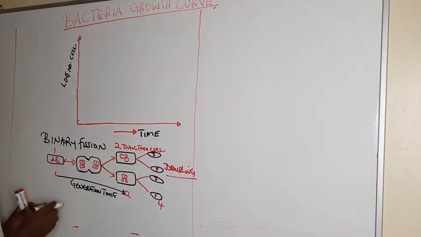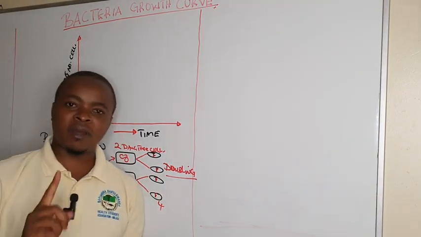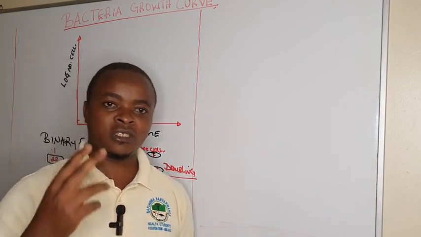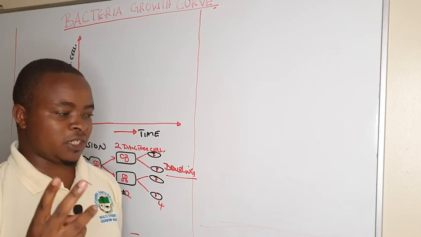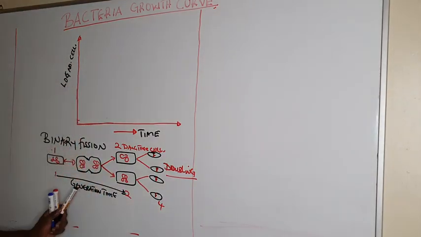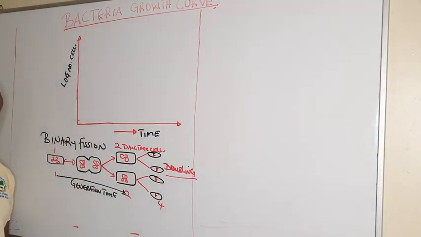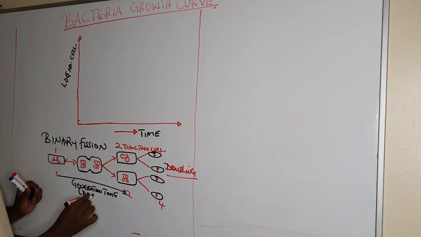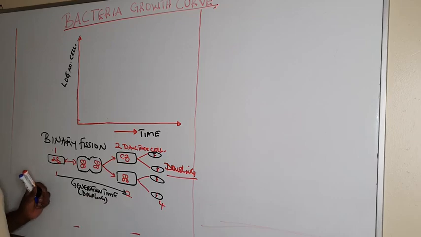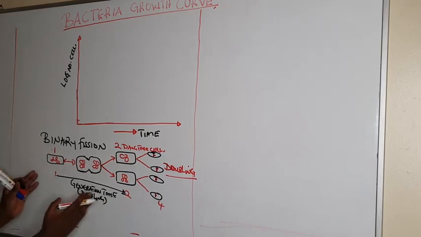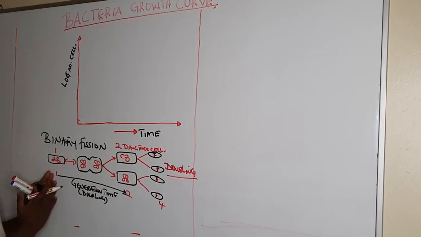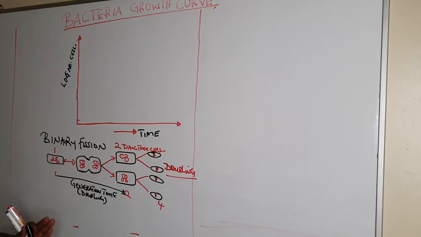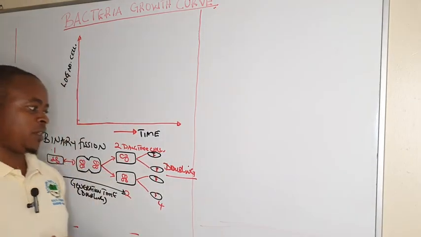It is the time taken for a single bacterium to give rise to two daughter bacterial cells. That is what we call the generation time or doubling time. You can call it generation time or doubling time. The time it takes for a bacterium to increase in number, to give rise to two daughter cells, is what we are calling generation time.